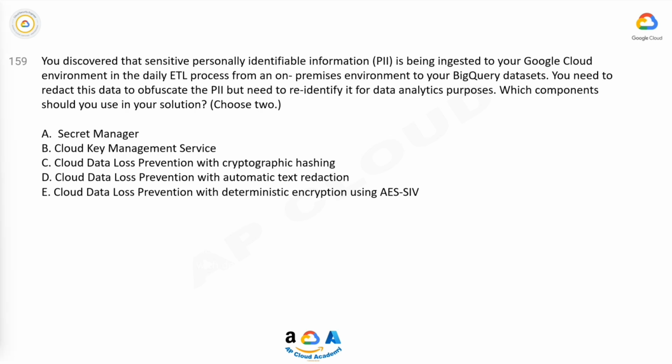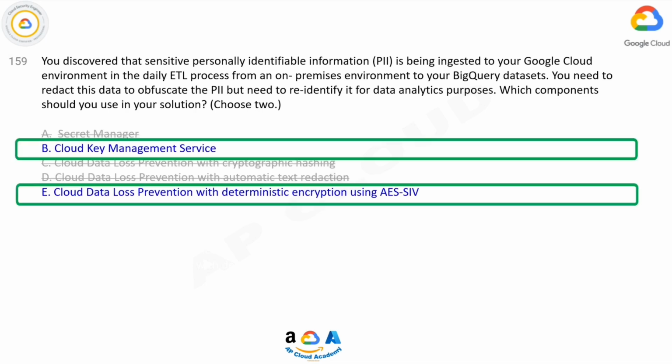Choose 2. A. Secret Manager. B. Cloud Key Management Service. C. Cloud Data Loss Prevention with Cryptographic Hashing. D. Cloud Data Loss Prevention with Automatic Text Redaction. E. Cloud Data Loss Prevention with Deterministic Encryption using AES-SIV. The correct answer is B and E.